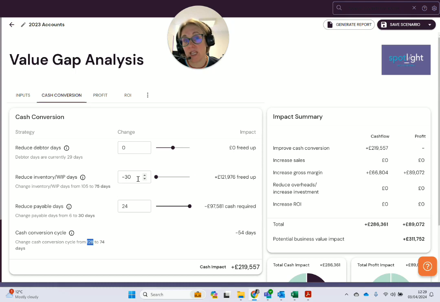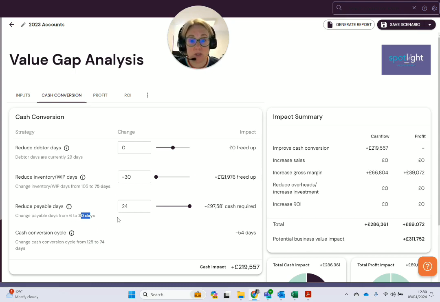Now, if that was changed to 75 days, so reduced by 30 days, £121,976 would be freed up in the bank account. The client is also paying their suppliers on 6 days rather than 30. Well, if we increase that by 24, so paying suppliers on 30 days, that would put an extra 97,581 in the bank account.